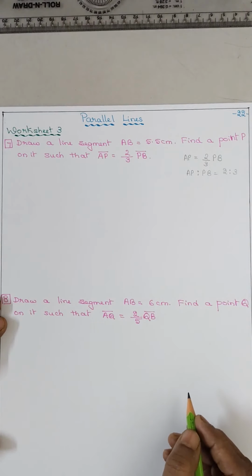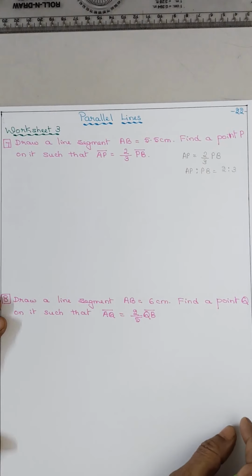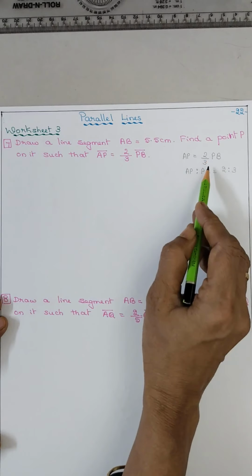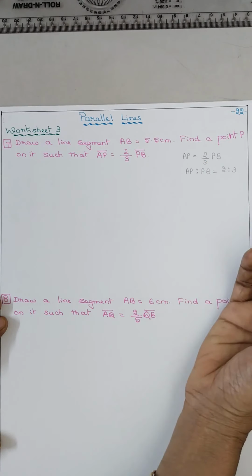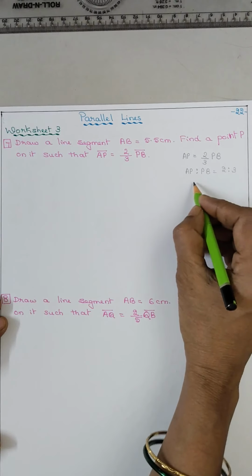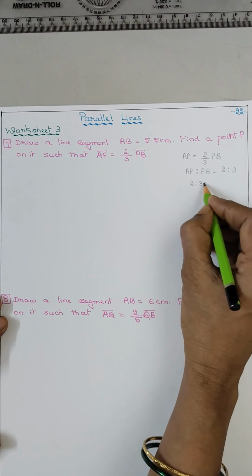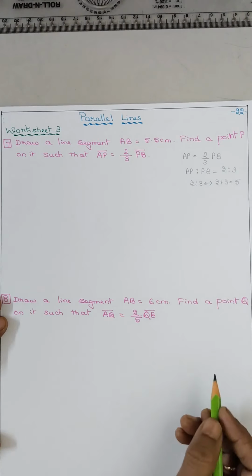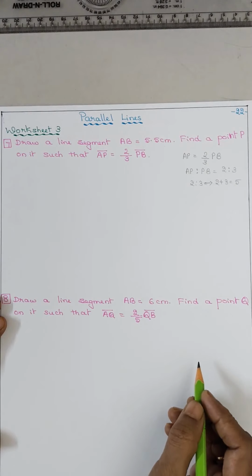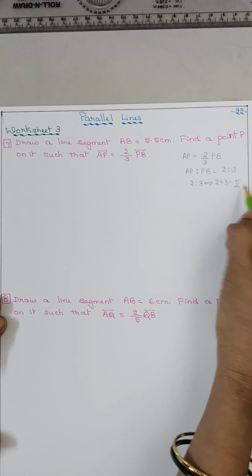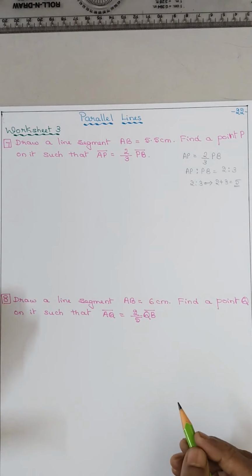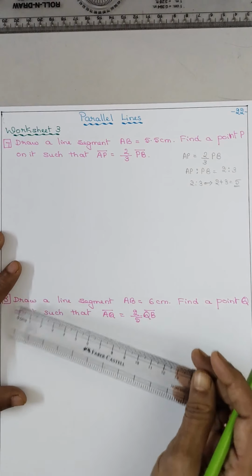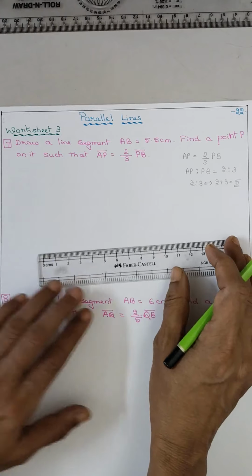So the only extra work is that you have to convert it into ratio form. AP is to PB is equal to 2 is to 3. Now, how to proceed like earlier? 2 is to 3 means 2 plus 3 is equal to 5 parts. You have to divide into 5 parts, then join the points 2 and 3. Hope you understood. That's the only extra work.